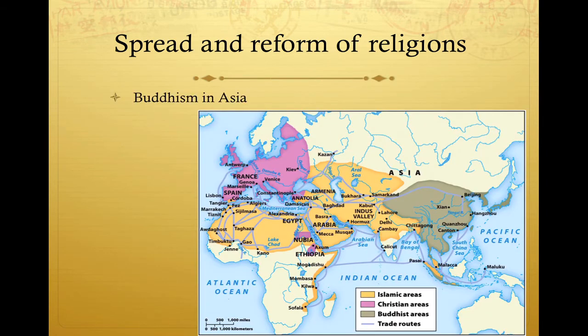And we have a reminder that Buddhism continues to spread in Asia. On this map, Buddhism is in kind of a brownish color here. And please notice that in India, the home of Buddhism, it is primarily Islamic at this time period.